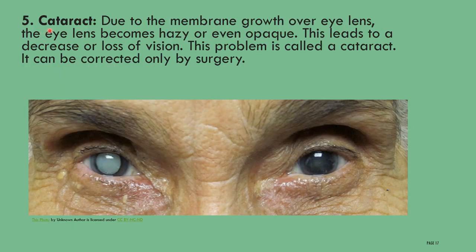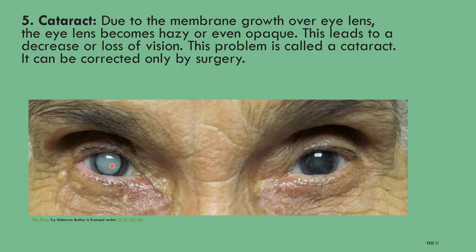Next one is cataract, due to membrane growth over the eye lens. See here, the white membrane will grow on the eye lens. The eye lens becomes hazy or even opaque. Hazy means that the person is not able to see any object, or if he sees the object, maybe it will become fully blurred. What is meant by an opaque object? An opaque object will not allow any light rays to enter into it.